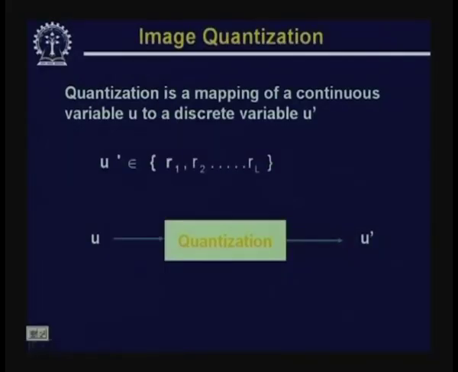Quantization is a mapping of the continuous variable u to a discrete variable u prime, where u prime takes values from a set of discrete variables. So, if your input signal is u, after quantization the quantized signal becomes u prime, where u prime is one of the discrete variables, as shown here, r 1 to r l. So, we have l discrete variables r 1 to r l, and u prime takes the value of one of these variables.